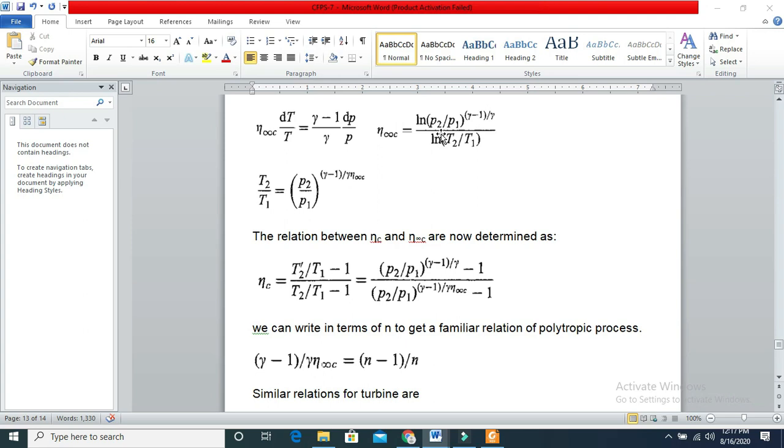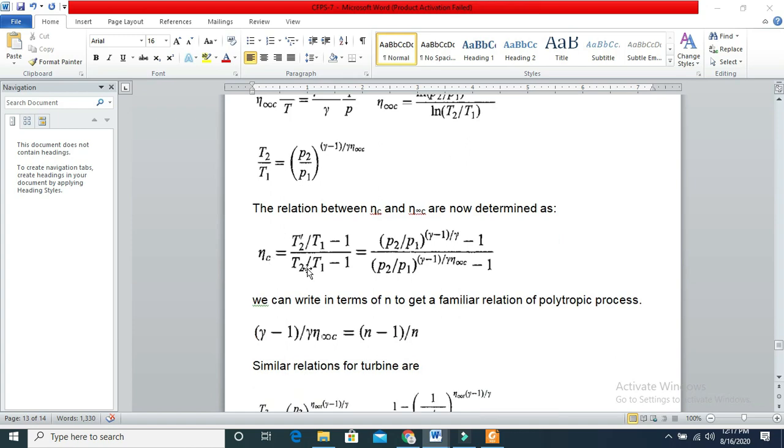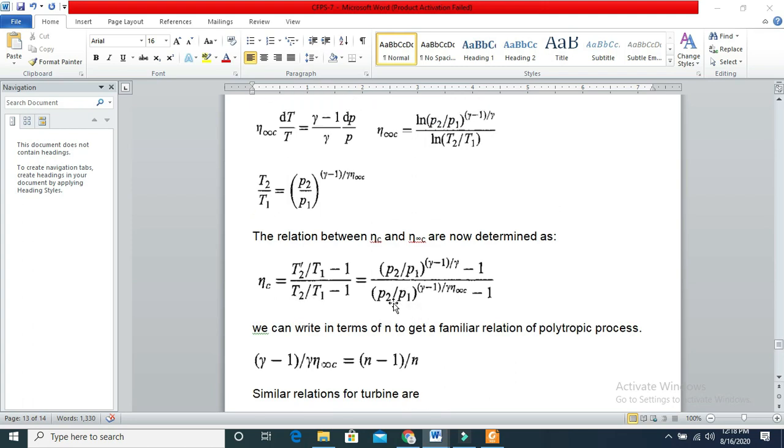Then we can write this equation from log form into exponential form. This is the basic definition of compressor efficiency. In this definition, this is the ideal temperature ratio. The ideal temperature ratio can be written using the isentropic relation. This is the actual temperature ratio. For the actual temperature ratio, we are writing the pressure ratio in terms of polytropic efficiency using this formula.